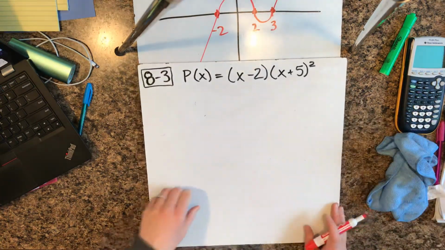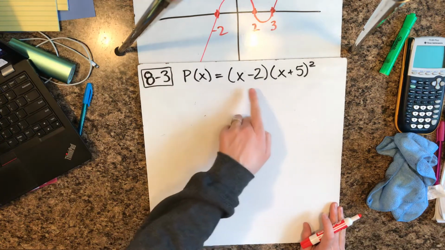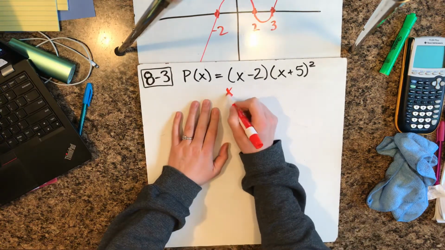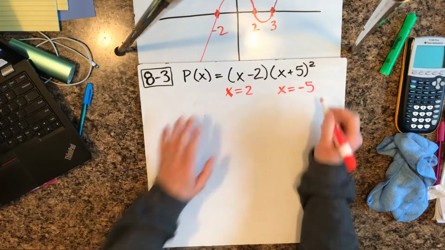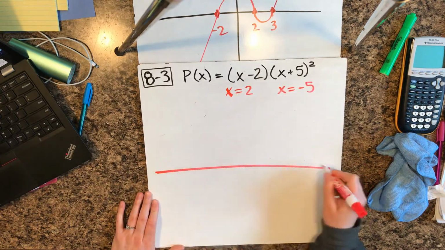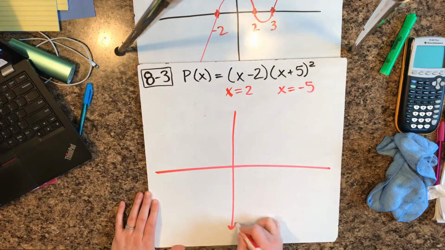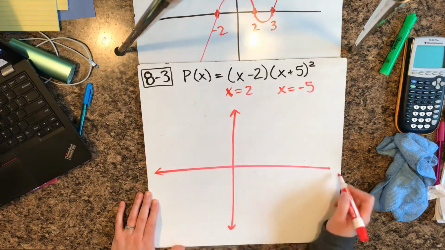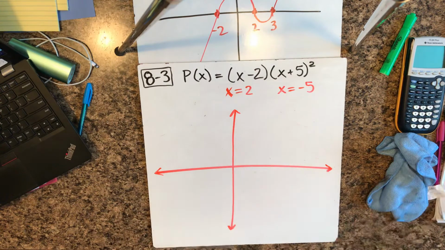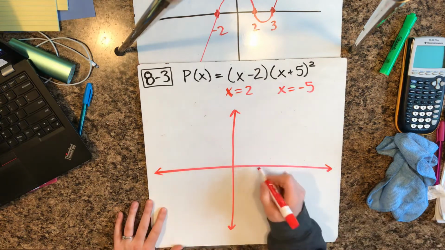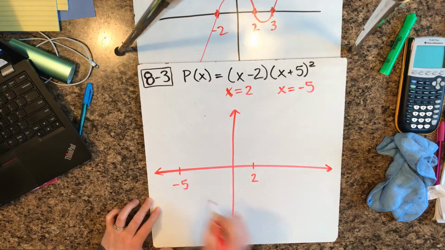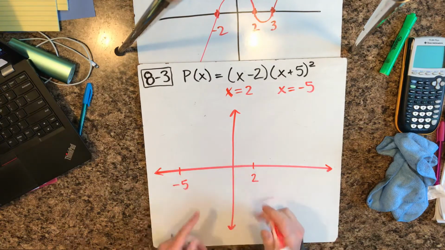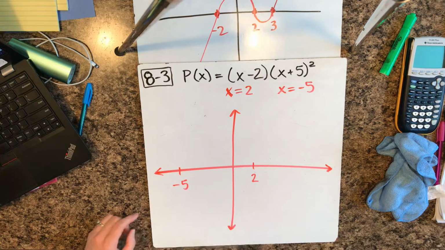This one, when I look at these two factors, I know this is going to give me x equals 2, and this is going to give me x equals negative 5. When I'm just sketching a graph, I don't care about using my graphing calculator. I don't want a lot of details. I want the detail of 2, and I want the detail of negative 5. I'm just eyeballing it. I'm not even sketching out tick marks.